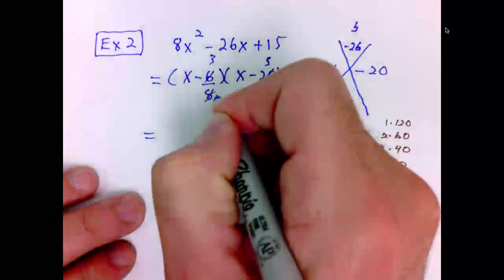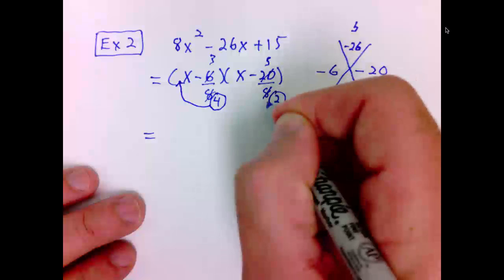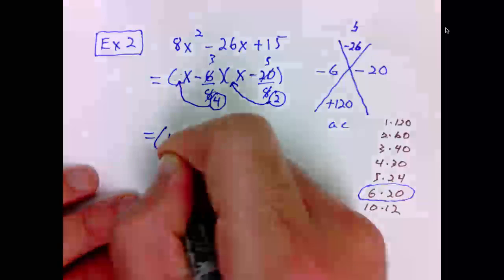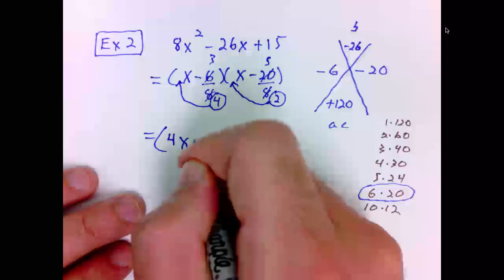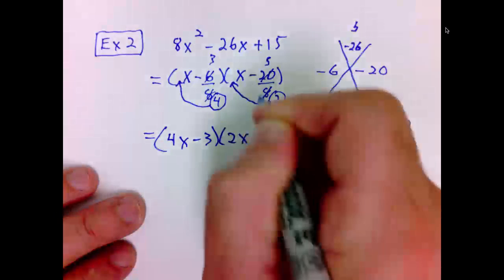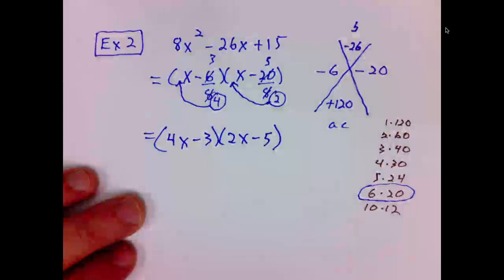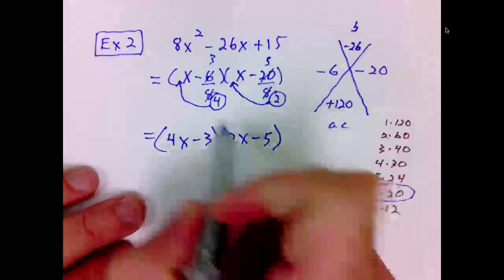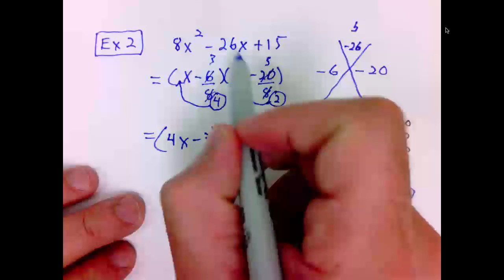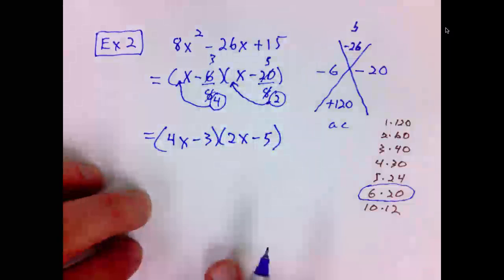Now we will simply take these denominators and write them as the coefficients. Alright, 4x minus 3. 2x subtract 5. Let's multiply to check. 4x times 2x is 8x squared. Negative 3 times negative 5 is a positive 15. To get this middle term, negative 6x and negative 20x is negative 26x.